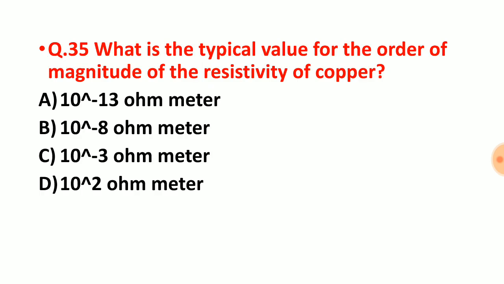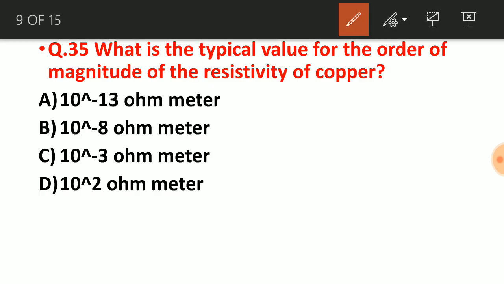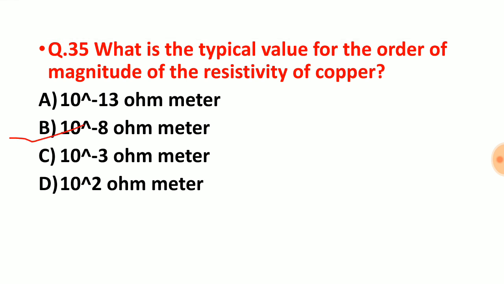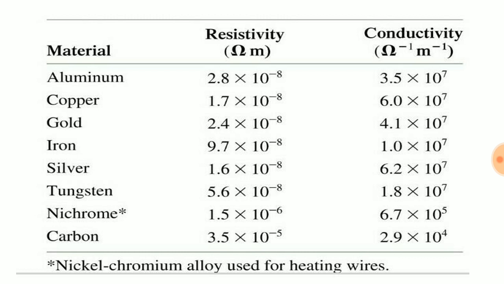Now let us move to question number 35. What is the typical value of order of magnitude of resistivity of copper? We know that resistivity of copper is in the order of 10 to the power minus 8 ohm meter. For this, let us see this table. In this table we have the resistivity.